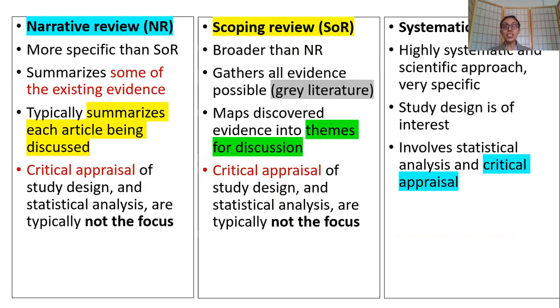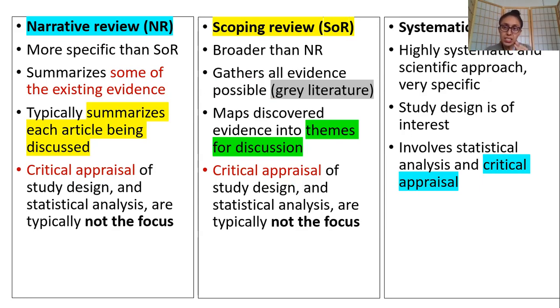Now, the 3 main types of reviews most commonly found in health research are narrative, scoping, and systematic. In narrative and scoping reviews, the most common thing you will see is that critical appraisal of the original articles, in terms of study design, statistical analysis, and methodological approaches, is not particularly the focus. Whereas this is the very opposite of a systematic review. In a systematic review, the focus is a lot on critical appraisal and review of the literature. So you're critiquing the study design, the methodological approaches, the quality of the study, and the bias which may be affiliated to it.